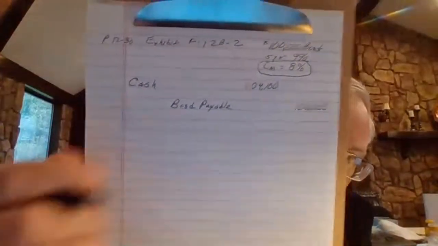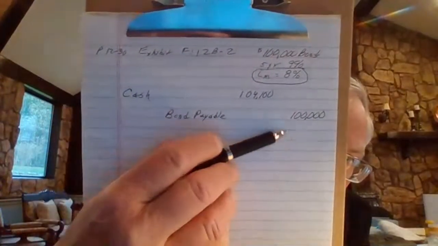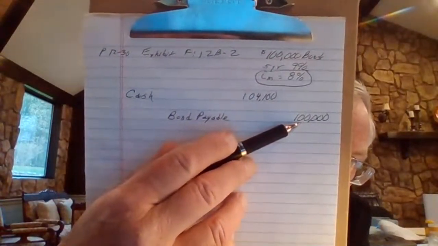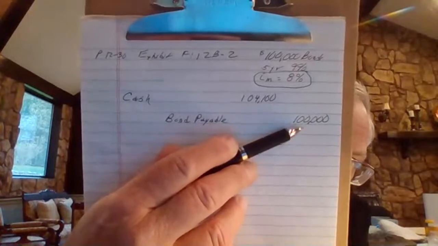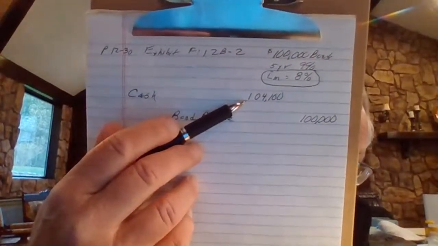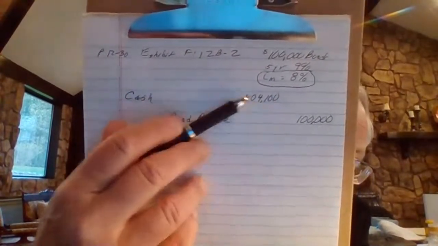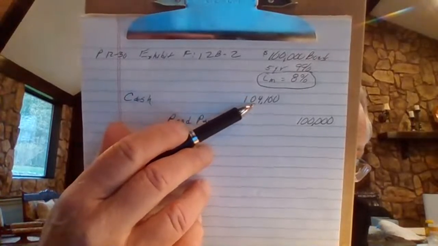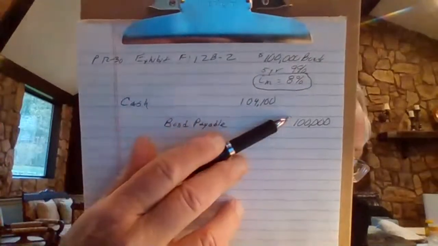Again, piecemealing it to show you that the bonds are always recorded at their face value, their maturity value, how much we're going to have to pay. And when we redeem the bonds, and the bonds sold at 104,100, the difference has to be a credit of $4,100, and that'll be called premium on bonds payable.